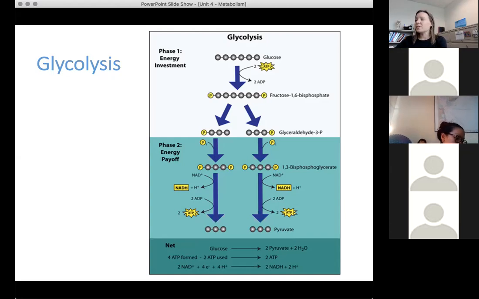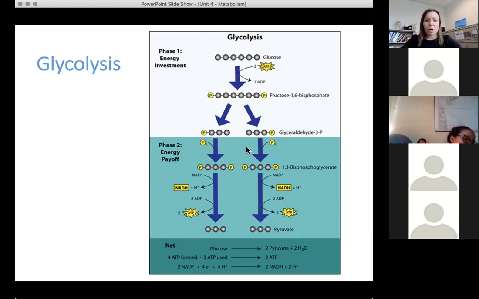One important thing to make note of is initially to get this process going, you actually have to use up ATP. So if you look at the diagram on the slide, you need to use up 2 molecules of ATP. It's going into the reaction to get it going. So initially, you're actually negative 2 ATP molecules.